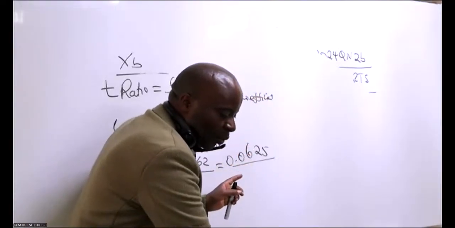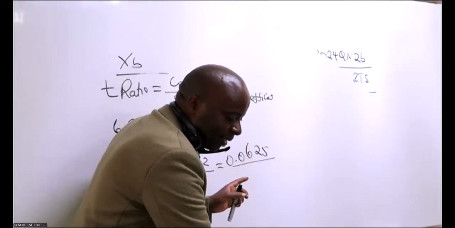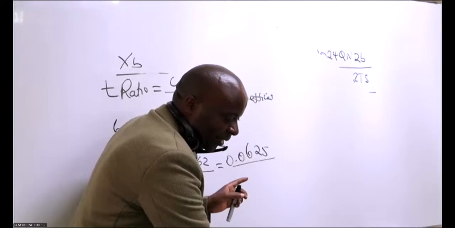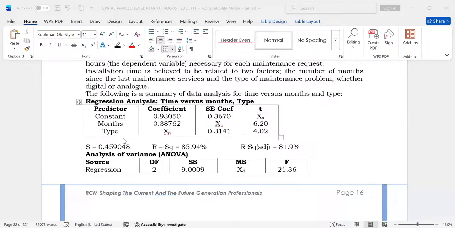All right, now we go to the next one. The next one is X what? XC. So XC, where is this XC? Very easy. I can see XC is here.